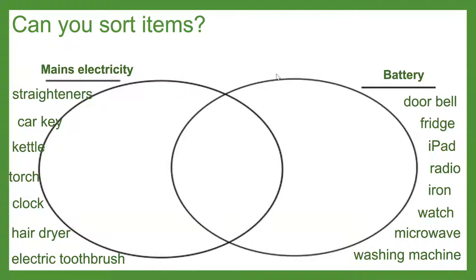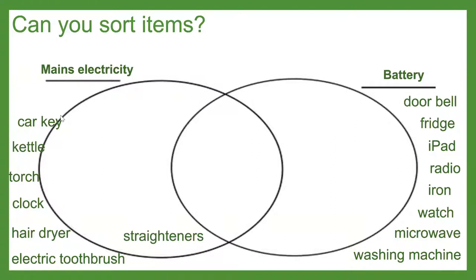Okay, if you're finished, we are now going to go through those answers. If you're not finished, just pause the video again and give yourself some more time. So I'm going to go through some answers now. We've got straighteners. Now straighteners are going to go into our mains electricity. Hair straighteners plug in at the wall, so that uses mains electricity.